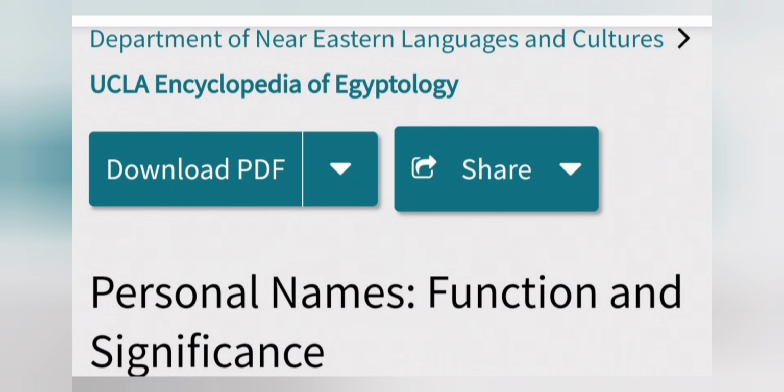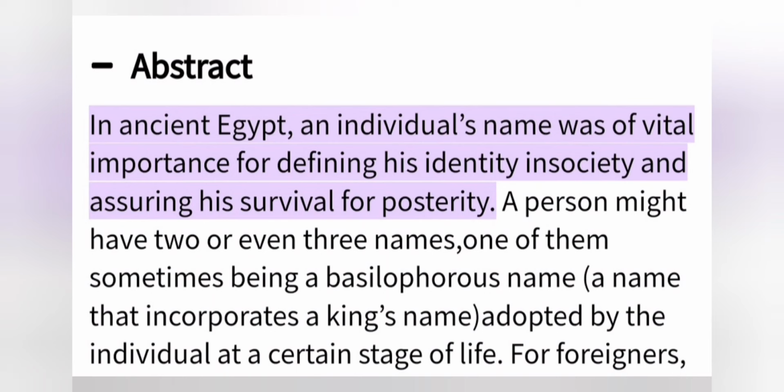So this is from the Encyclopedia of Egyptology. It says, in ancient Egypt, an individual's name was of vital importance for defining his identity in society and assuring his survival for prosperity.